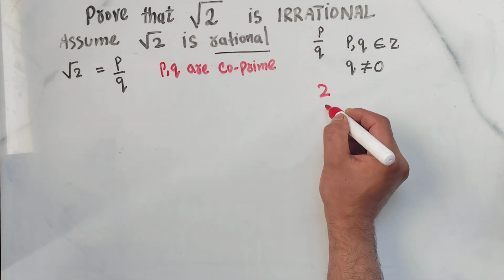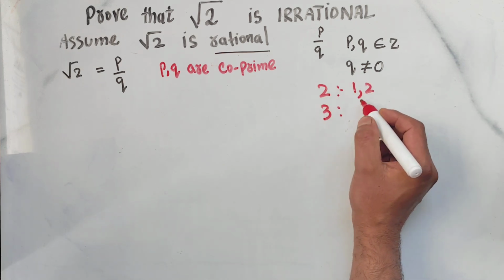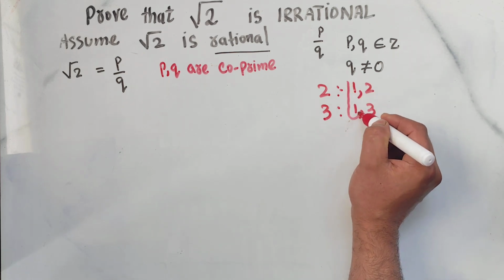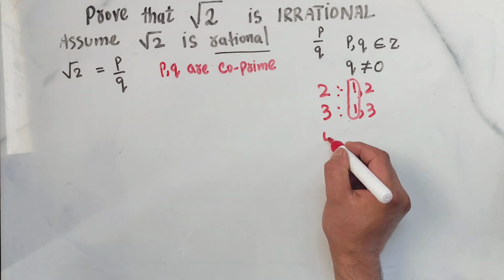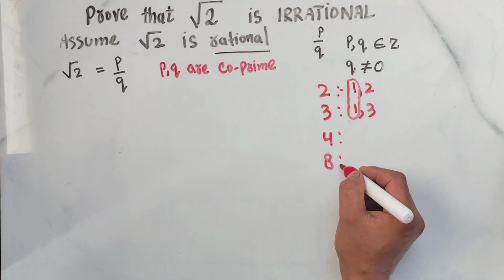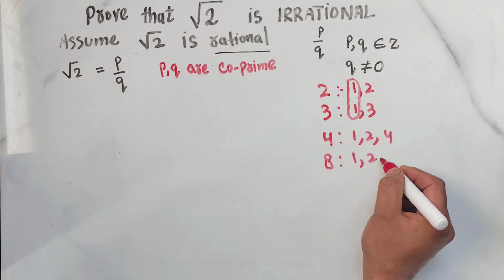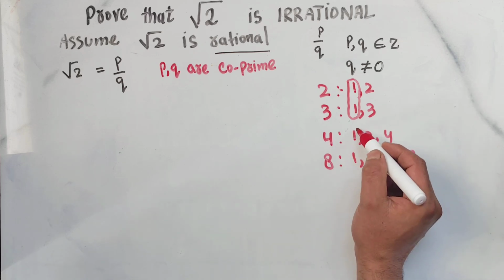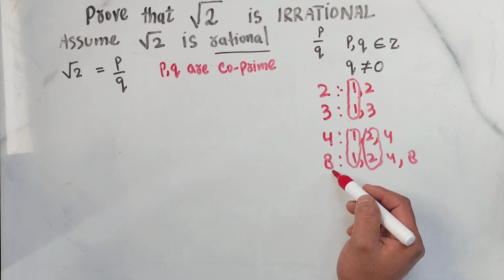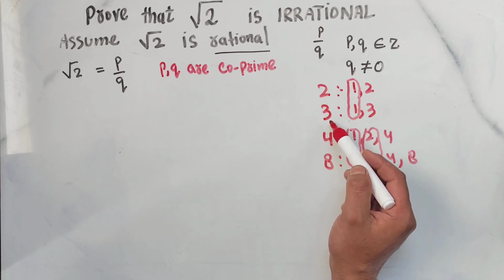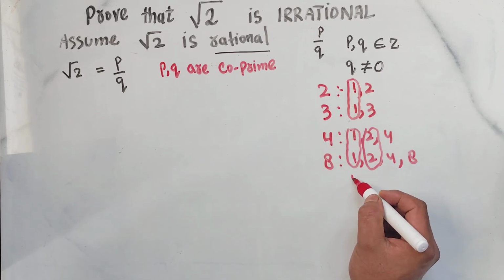Like we have 2 and 3. 2 and 3 are co-prime because the factors of 2 are 1 and 2, and the factors of 3 are 1 and 3. Here we can see only 1 is the common factor. But 4 and 8 are not co-prime. Why? Because the factors of 4 are 1, 2 and 4, and the factors of 8 are 1, 2, 4 and 8. Here we have two common factors, that is 1 and 2.